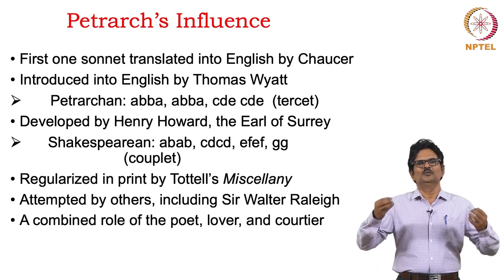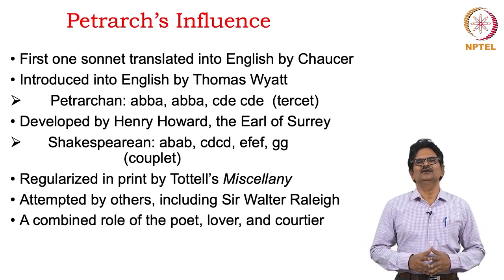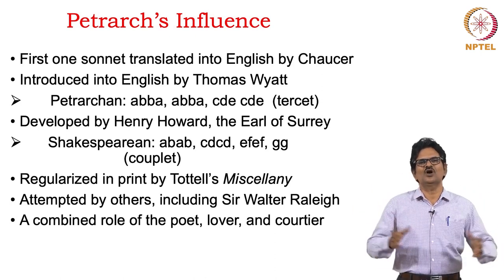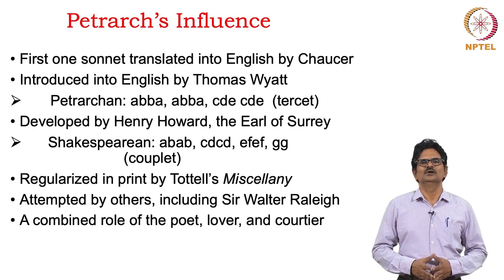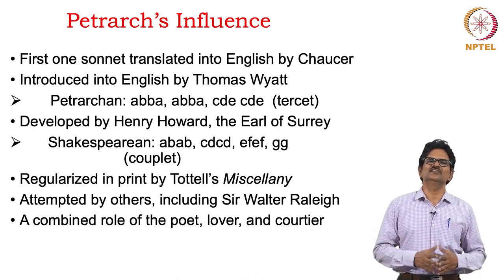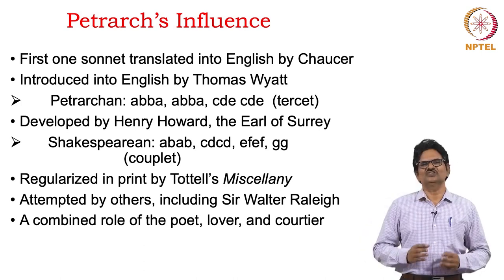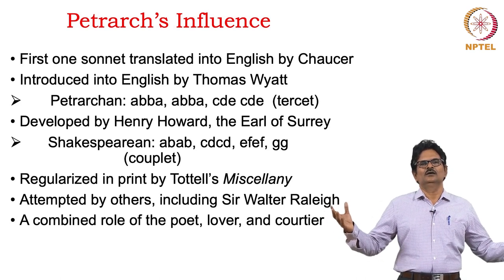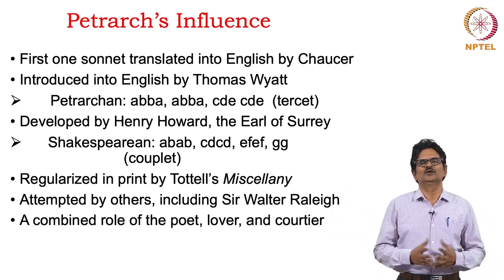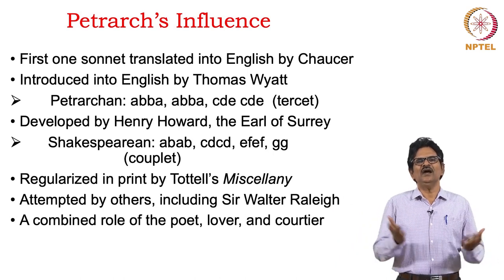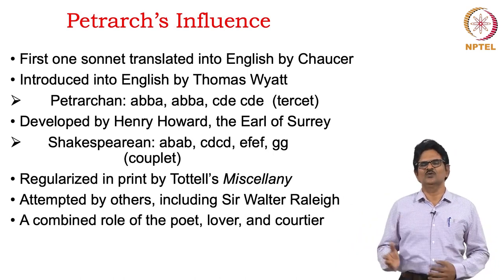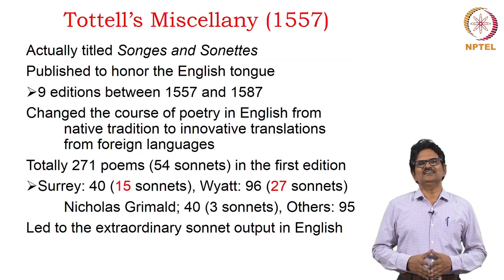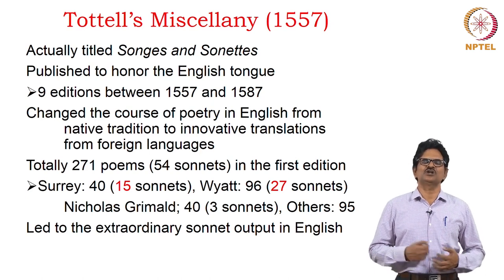He gave rise to the sonnet form called Shakespearean, with the rhyme scheme ABAB, CDCD, EFEF, GG. These sonnets were put into print by Richard Tottel in his book Miscellany. He regularized all of them in some format. Many other writers attempted the sonnet, for example, Sir Walter Raleigh. Many writers, when they wrote different kinds of poems, adopted a combined role of a poet, a lover and a courtier.